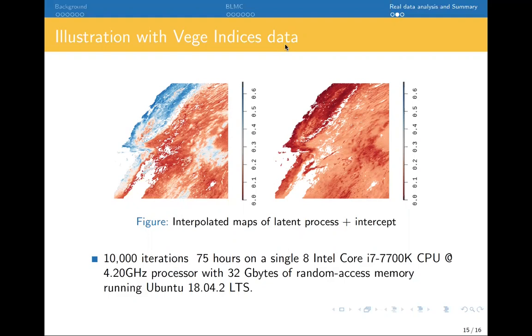We give the interpolated map of the latent process plus intercept for transformed NDVI and the red reflectance. We can see here that the latent process keeps the major spatial pattern while it smooths out some details. And it also smooths out the prediction on the picture region.